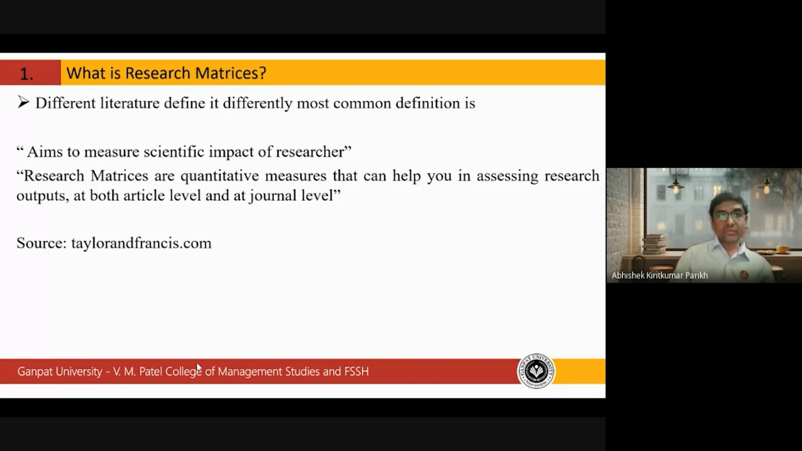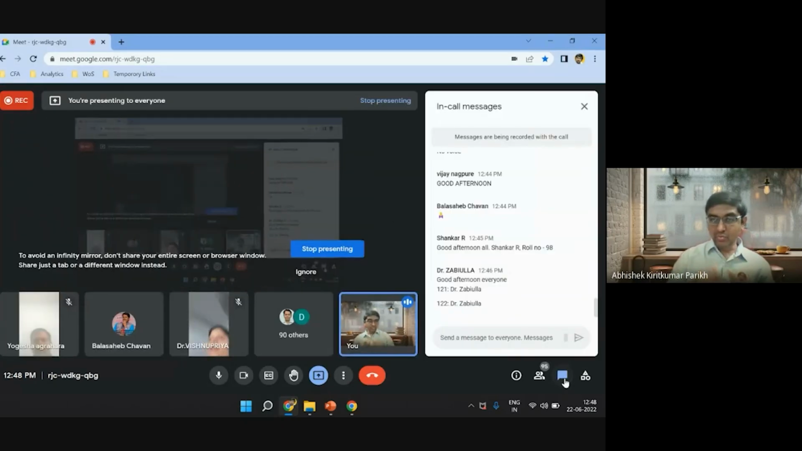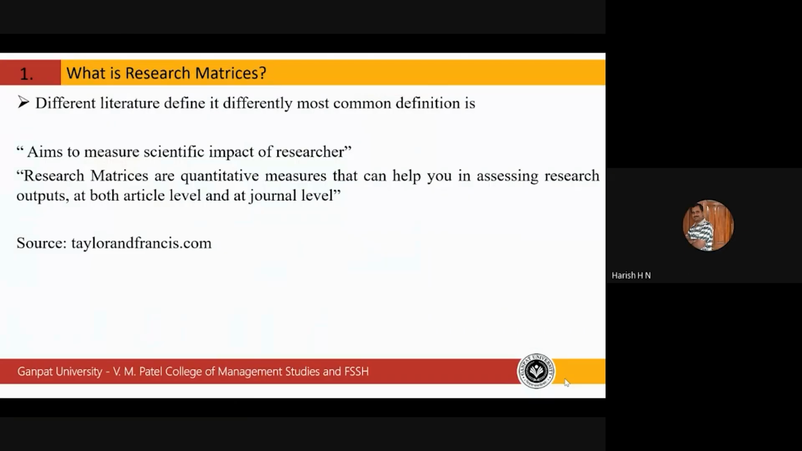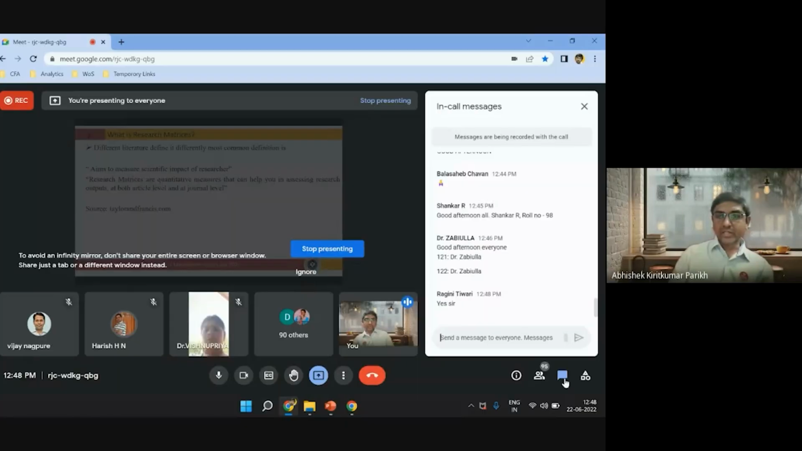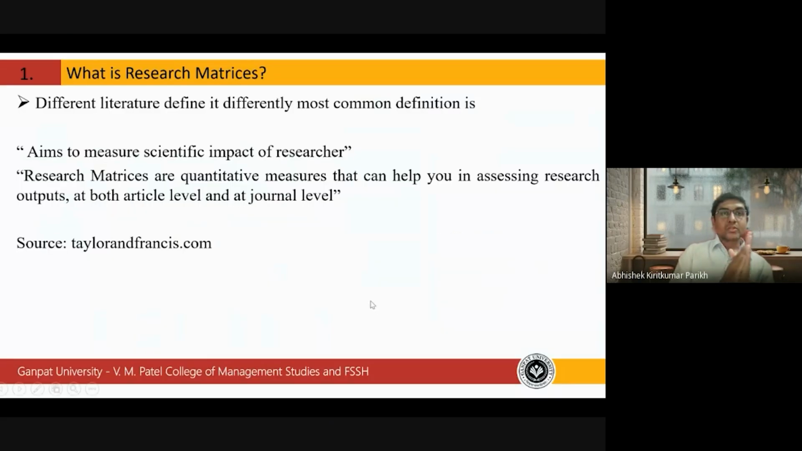So starting with the first point, which is what is a research matrix, right? Up to this point, the introductory part, everyone is okay with that, right? So we move towards the first part of it, defining the research matrix and understanding the research matrix. Yes, sir. Okay, so you can write down in the chat box because I generally move to the chat box whenever I am asking a question. So, what is the research matrix?